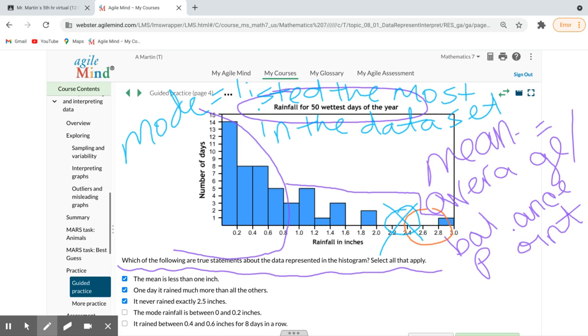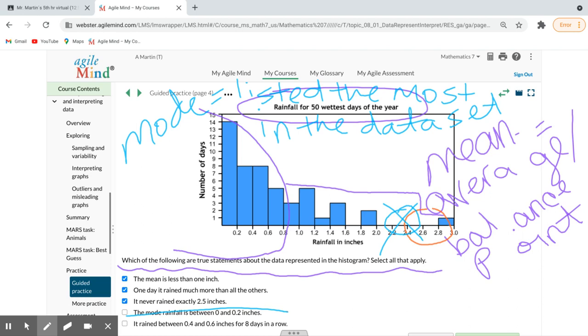Now, if it would have said the mode could be from 0 to 0.2 inches, looking at the intervals, then we could say yes. But that's not the case here. So that's out.